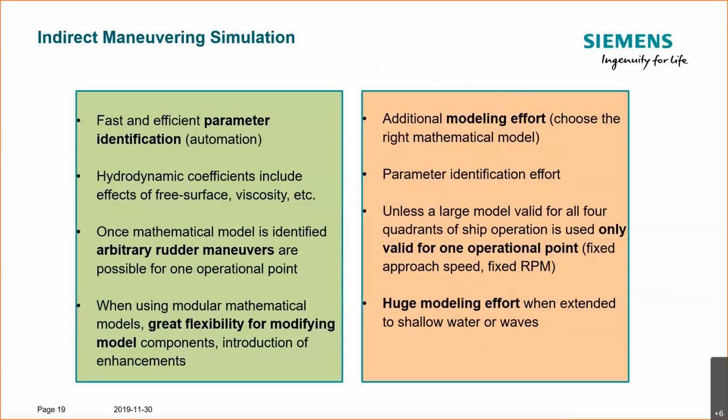Unless a large model valid for all 4 quadrants of ship operation is used, these models, the one that I showed, is only valid for 1 operational point. So fixed approach speed, fixed RPM. So I can run any rudder angle, I do different turning maneuvers, but I can't go and maneuver model half of the forward speed or double the forward speed with the same model. So one other disadvantage is that there's a huge modeling effort when this should be extended to unconventional situations like waves or shallow water.